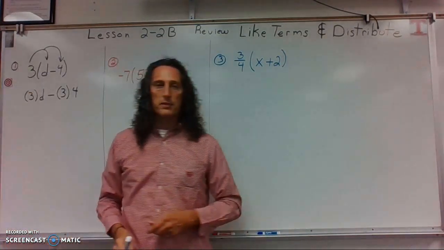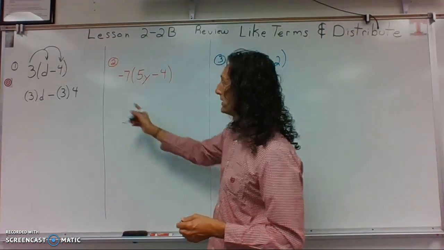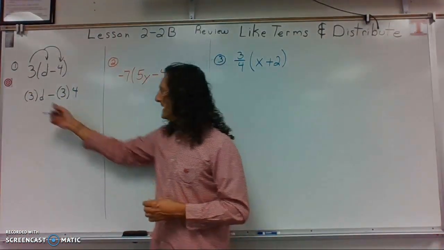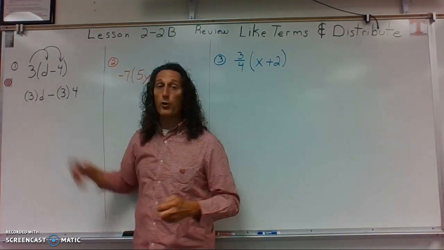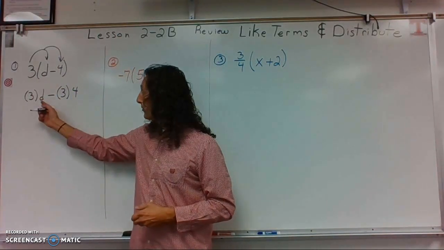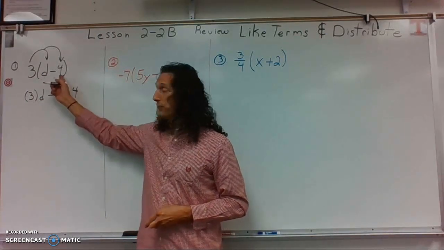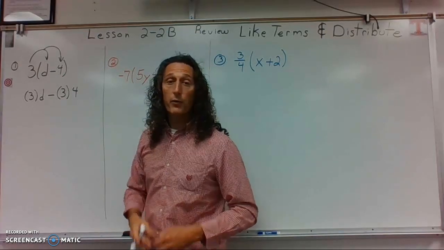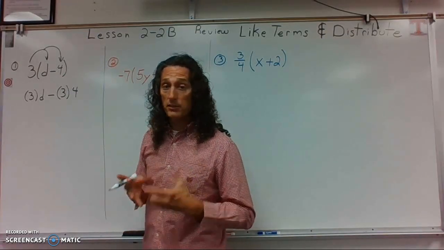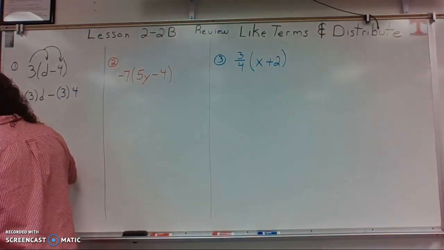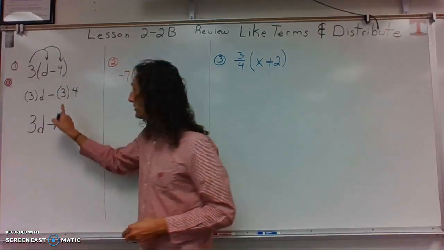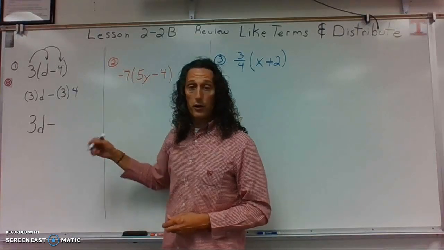So I like to sometimes use the little double rainbow to show times. But again, what am I doing? I'm taking that 3 and I'm passing it, or distributing it, to the letter D and to this 4, right? So again, 3 times D, we know what 3 times D looks like. It just means 3D. And then over here, we just do our math, 3 times 4, and we get 12.